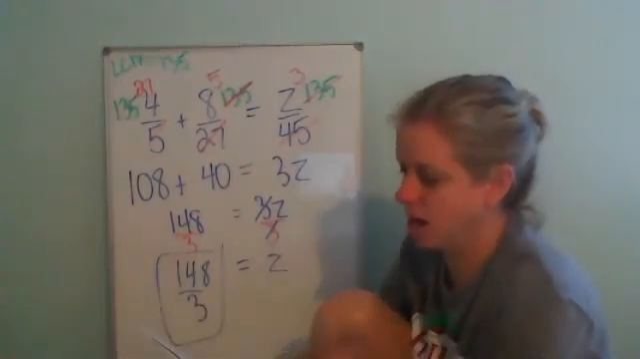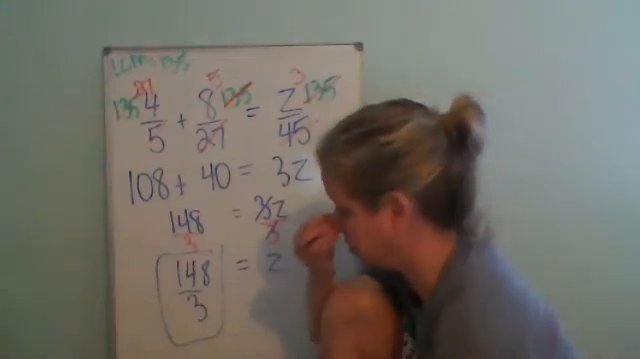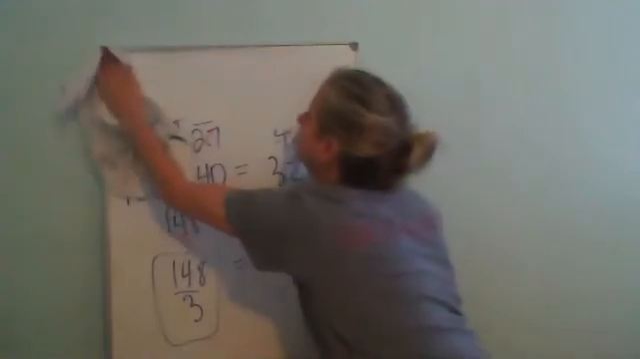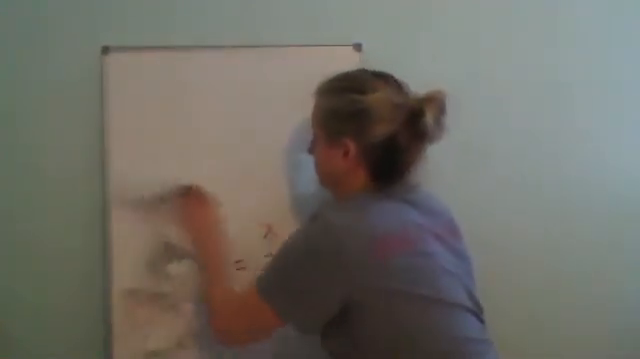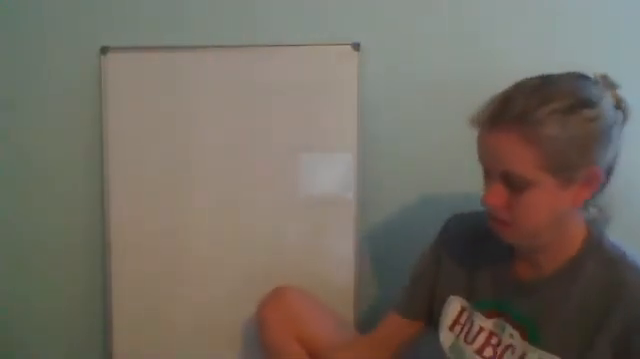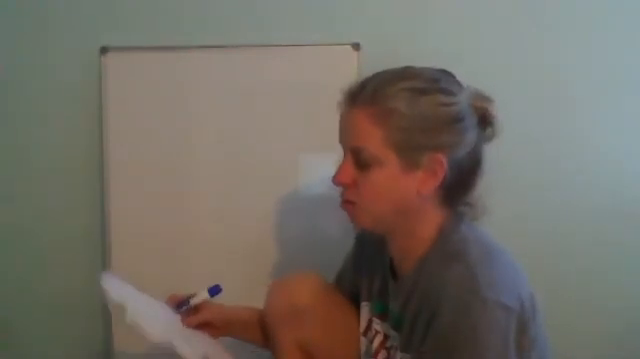All right, moving right along. Number 20. x plus 12 over x equals negative 13.